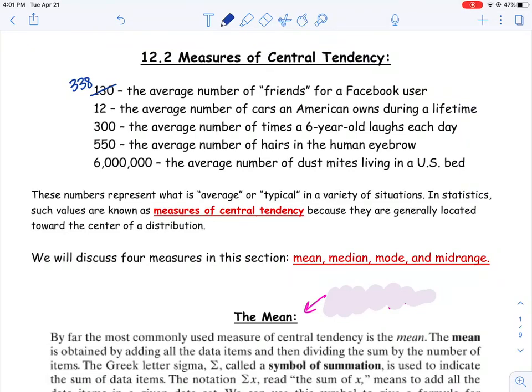All right, here's the second section of chapter 12, 12.2. We're going to talk about measures of central tendency. Before we get started, I have a few pieces of data here that might be kind of interesting.